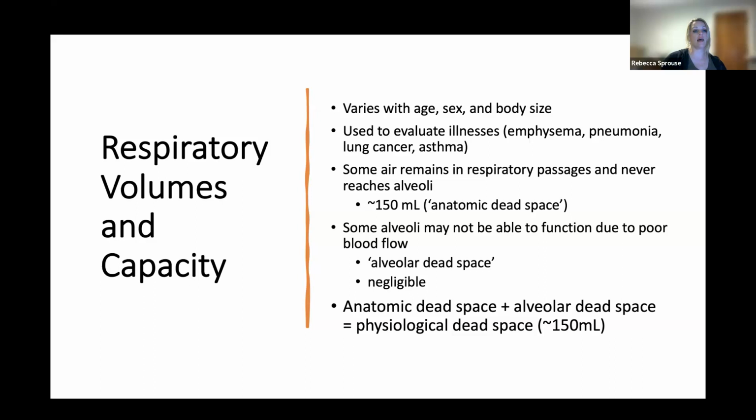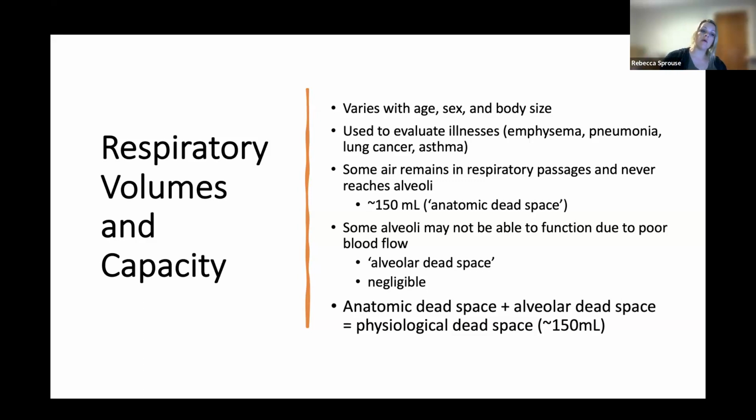Now, some alveoli also might be non-functional. And so we call that alveolar dead space. Most healthy people don't have this problem, so this is negligible. But some alveoli may not be able to function and therefore not be able to hold air. So that's also just dead space. Or it can hold air, but it can't do gas exchange, right? So that's alveolar dead space. It's negligible because it's so small of a volume.